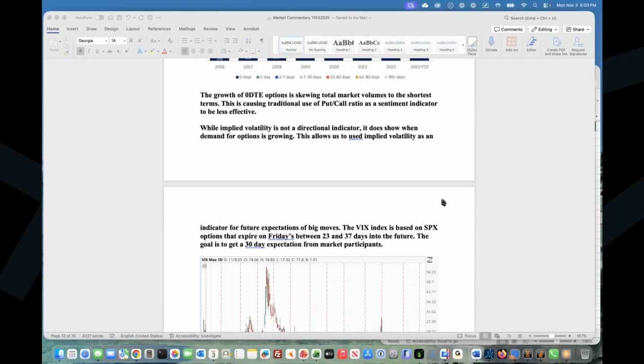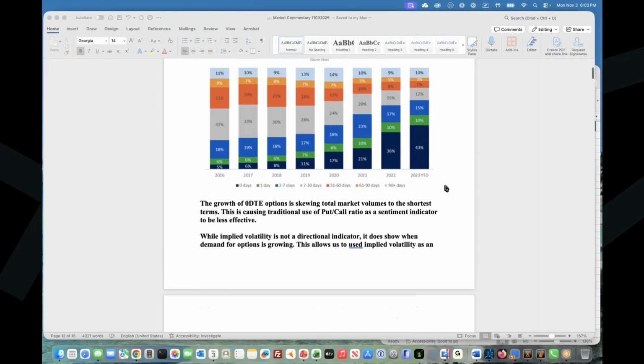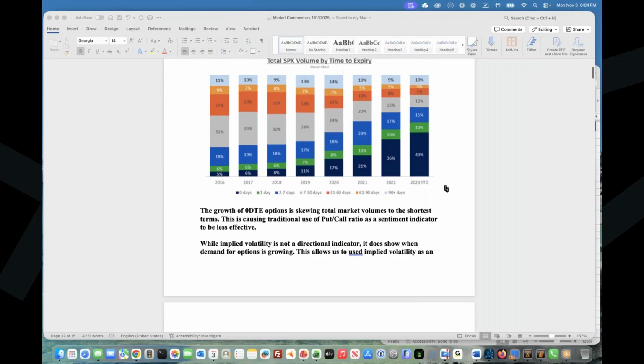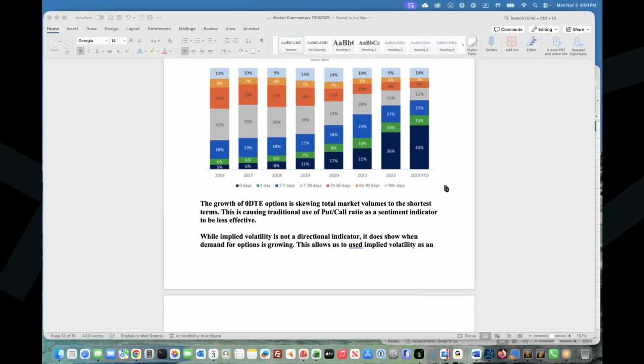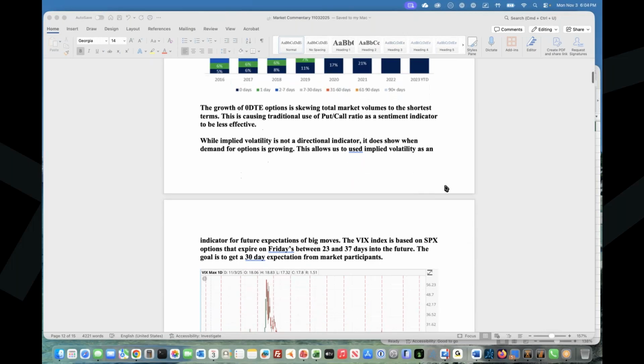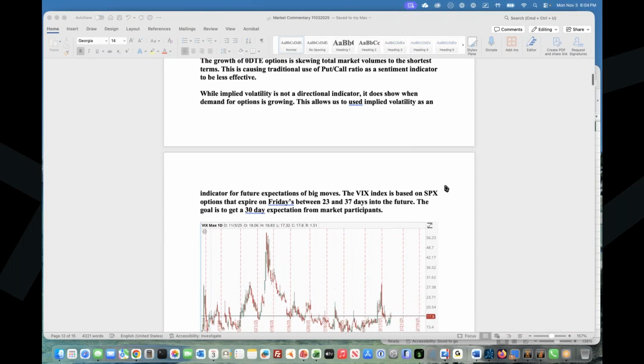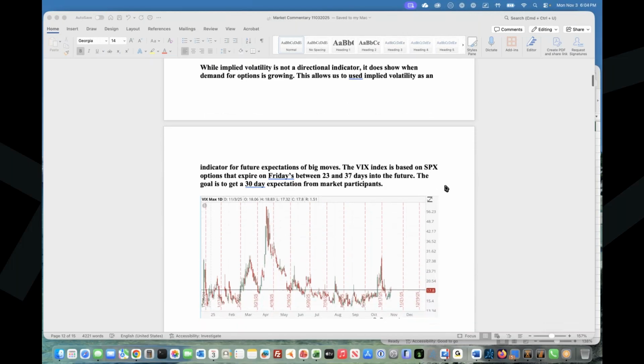So while the put call ratio as a sentiment indicator still has some good information, it's probably going to be a little bit late to the party in trying to predict when the market is going down or likely to go down in the near future. And I'm going to show you a couple of different things here, but I like to use implied volatility as an alternative.